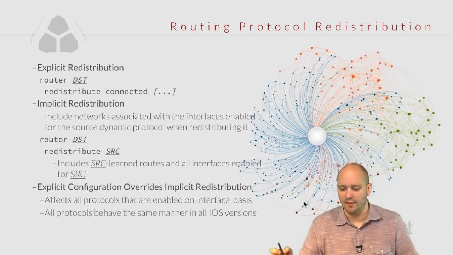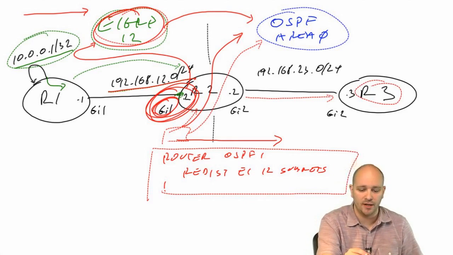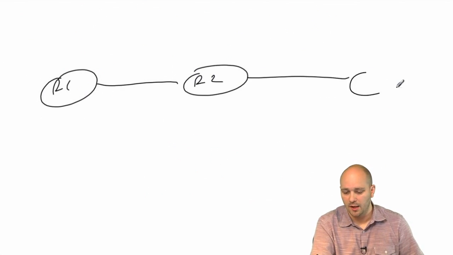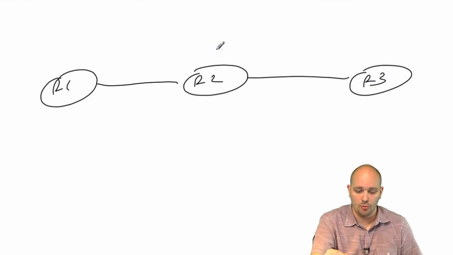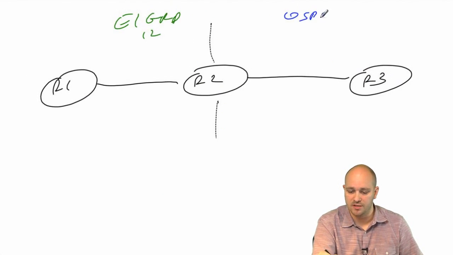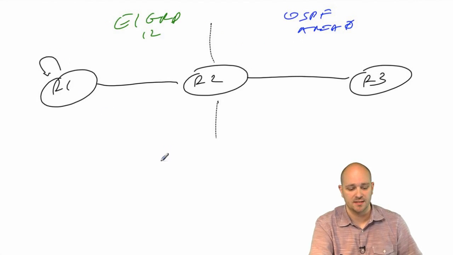Well, to take a look at that, let's expand our example here a little bit. And I have to clean it up. I'm running out of places to draw here. So let me just redraw that. So I have R1, R2, and R3. So we know that here we have EIGRP 12 and that here we have OSPF area 0 running, and we know that we have this loopback interface here.